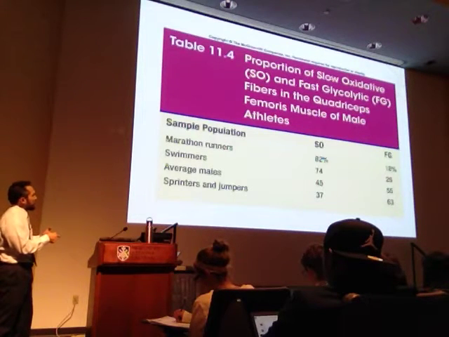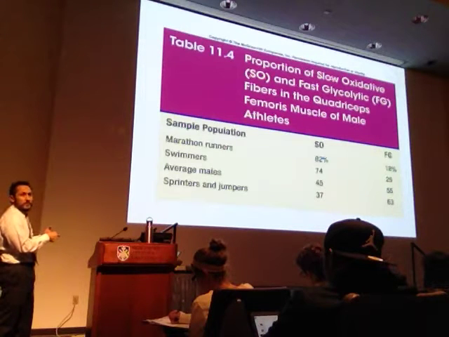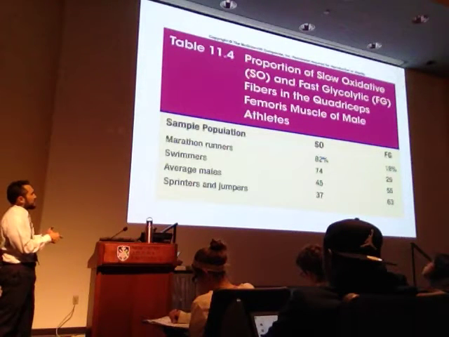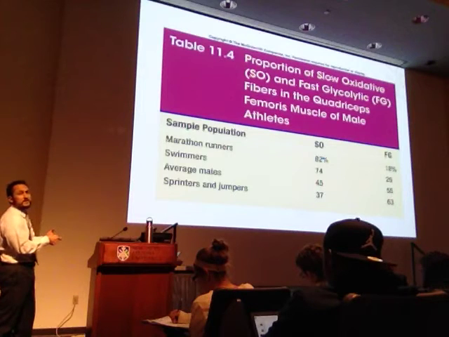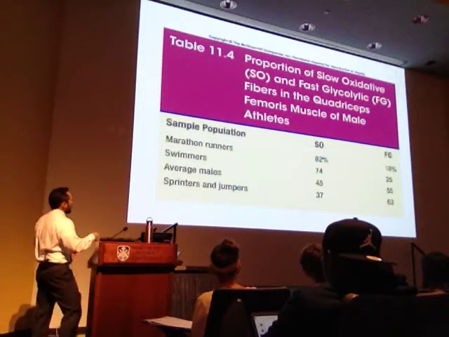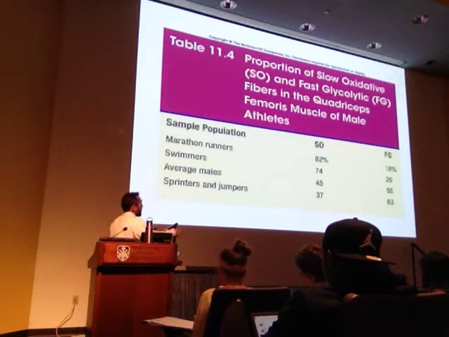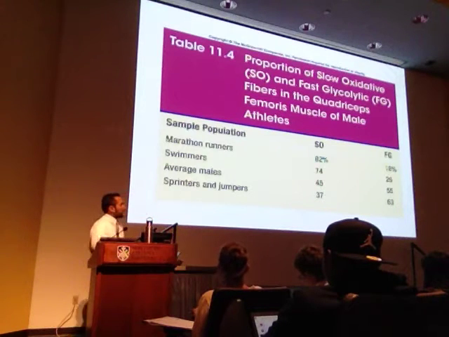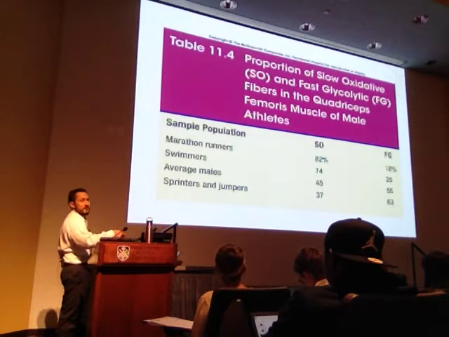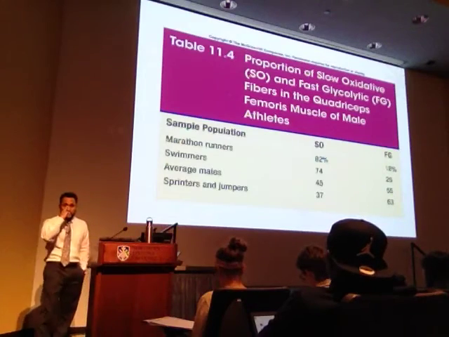Those that are marathon runners have 82% slow oxidative, but it's not 100%. It's 82% and 18, or 74 and 26. Okay? And then if you go down to sprinters and jumpers, again, it's skewed the other direction. 63% fast glycolytic and only 37% slow oxidative.